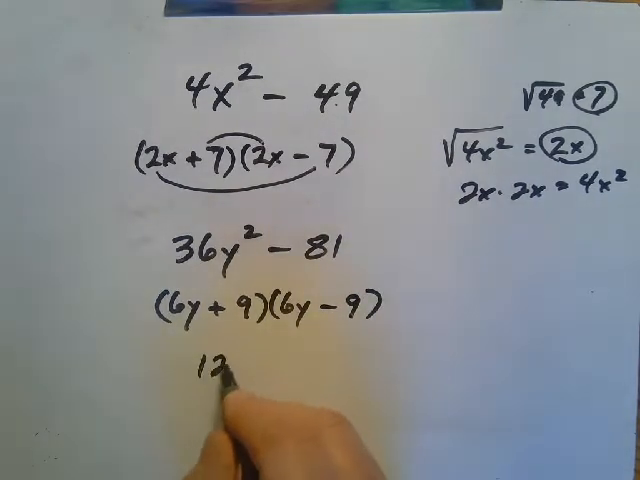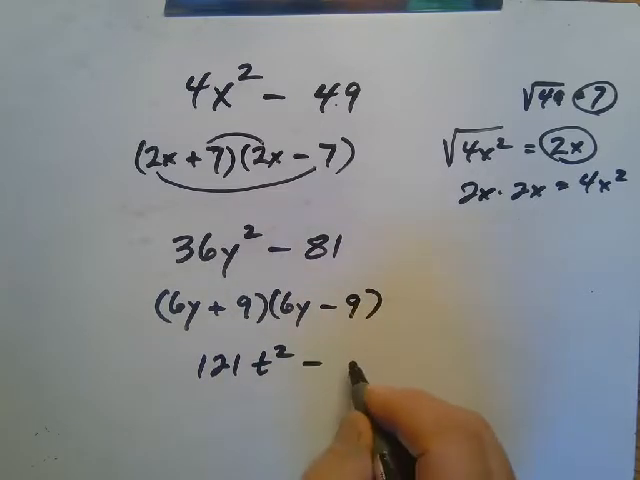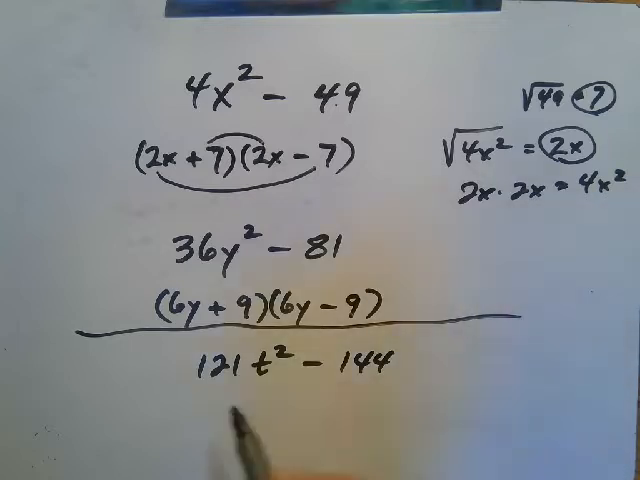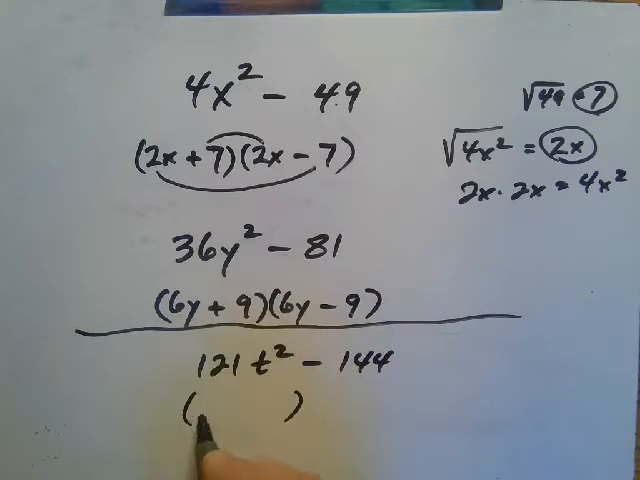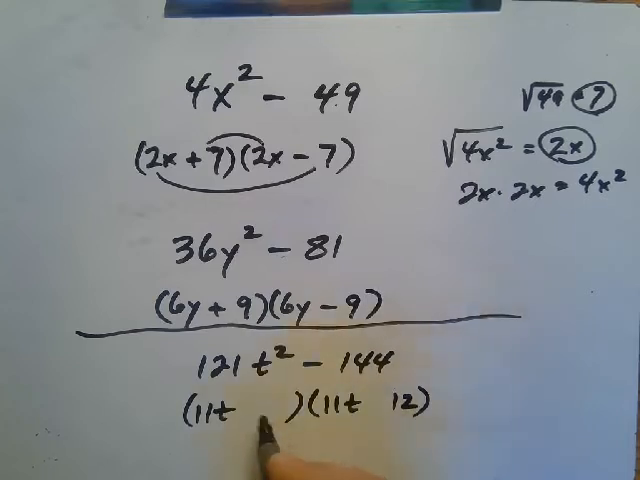How about 121t squared minus, let's go 144. Okay? Well, 121 is 11 squared, and the square root of t squared is t, so this becomes 11t in both places. This becomes 12 in both places. The square root of 144 is 12.